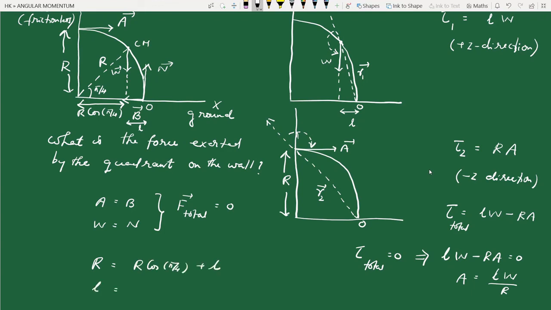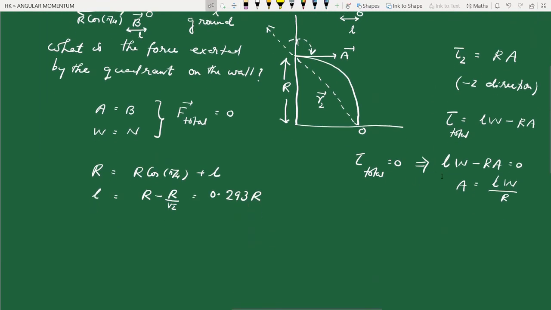Therefore L is equal to r minus r cos pi by 4. What is cos pi by 4? 1 by root 2. So r minus r by root 2. Now if you work this out, you can check this value. What you get is 0.293 r. So L we can rewrite in terms of r.